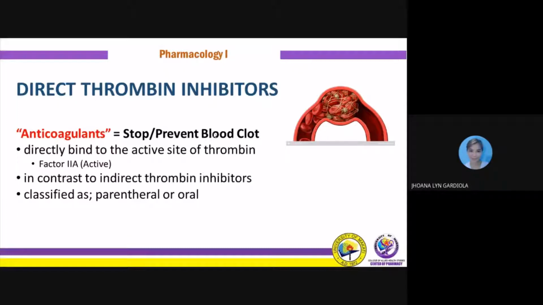Kasi pag sinabing indirect thrombin inhibitors, they bind to antithrombin and potentiate the inactivation of the factor Xa and other serine proteases. In short, madami pa siyang process unlike sa direct thrombin inhibitors, which is direkta na nagbabind sa active site ng thrombin. And anticoagulants are classified as parenteral, or oral.